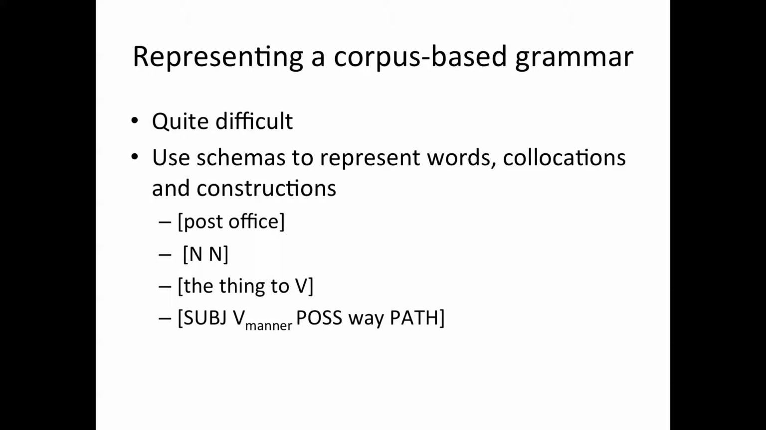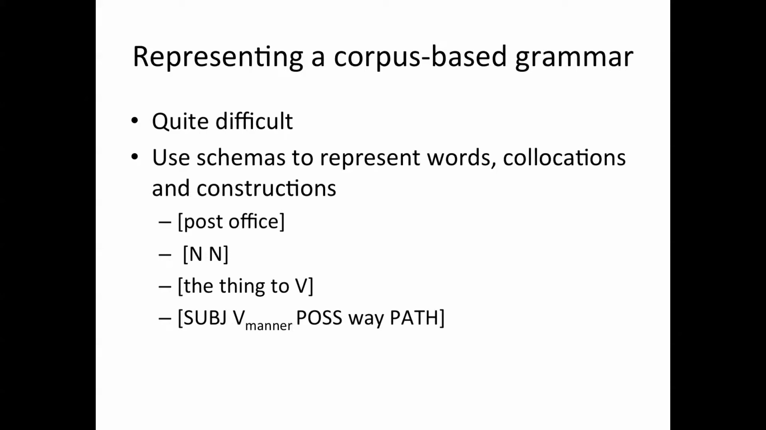Or he bluffed his way through college. Again, we have a manner verb, and then the way, and then the path construction. So that's one way of looking at it. We're not going to worry about this too much, but we perhaps need some way to informally represent the patterns that we come up with.